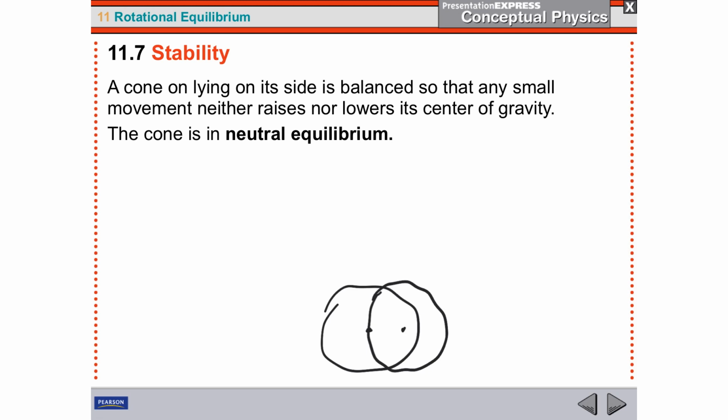So you're going to have unstable equilibrium as the center of gravity drops. You're going to have stable equilibrium as the center of gravity would have to be raised. Then you would have neutral equilibrium when the center of gravity stays the same. And those are your only three possibilities.